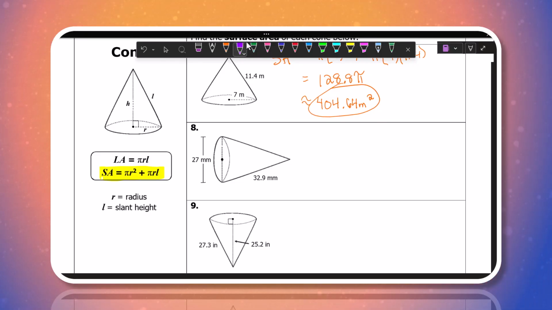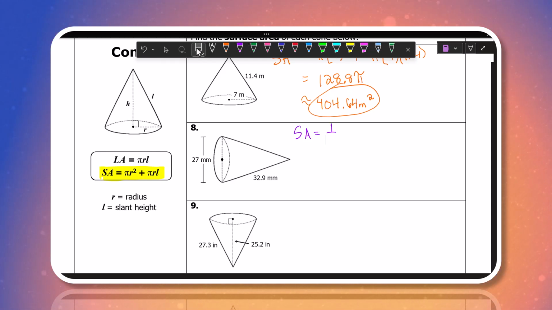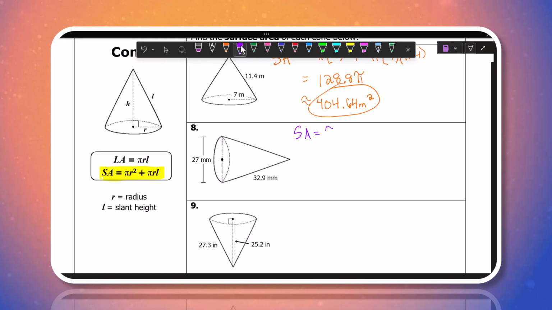All right, let's look at number 8. Little bit different, not much. Surface area equals, oops, not 1/2, sorry, pi times the radius squared. Well, we don't have the radius. What we have there is the diameter. Diameter equals 27 millimeters. But hopefully we remember that the diameter divided by 2 is the radius. Well, 27 divided by 2, 13.5, and that is r.